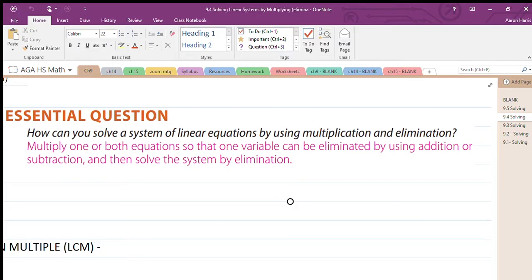Essential question of the day: How can you solve a system of linear equations by using multiplication and elimination? It's quite simple. Multiply one or both equations. Now that's important. One or both equations so that one variable can be what? Eliminated. How do you eliminate something? Take it to zero by using addition or subtraction, and then solve the system by elimination.